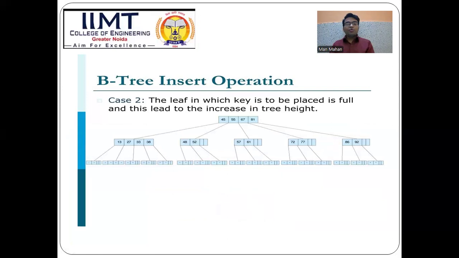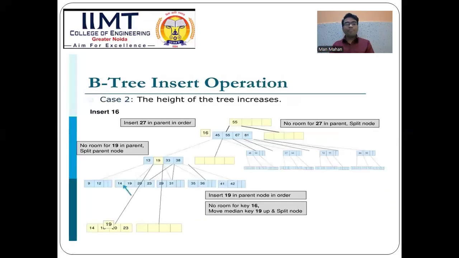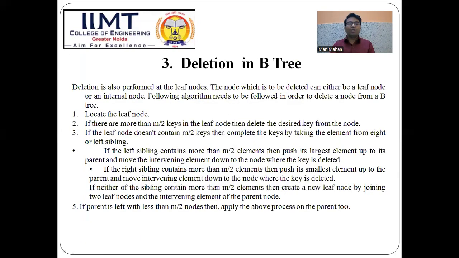Now in case 3, the leaf in which the key is to be placed is full, so the insertion increases the height of the tree. If the leaf node is full, then we increase the height. This is the process of increasing the height of the tree. These are also examples of inserting elements that we already discussed in the previous slide. So let us move on to the next operation.